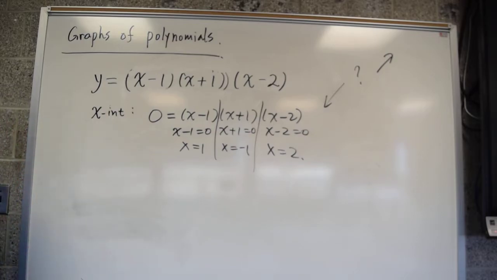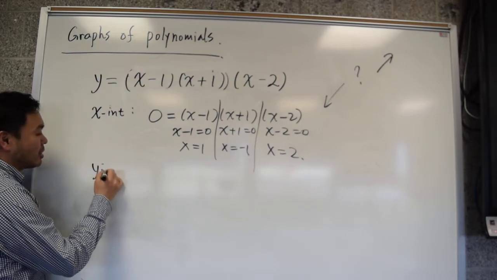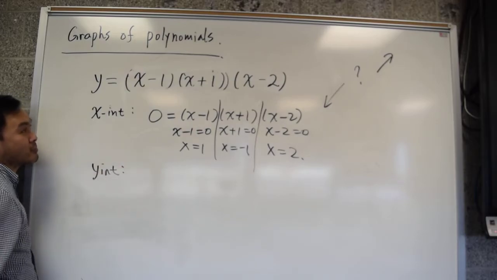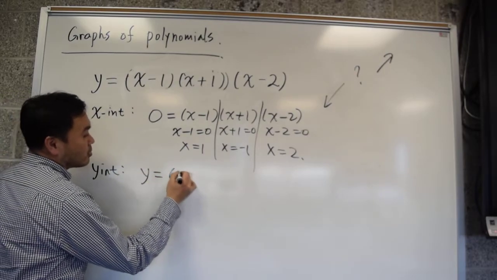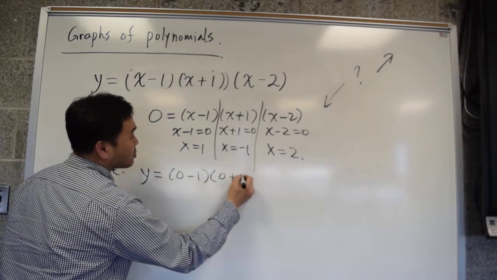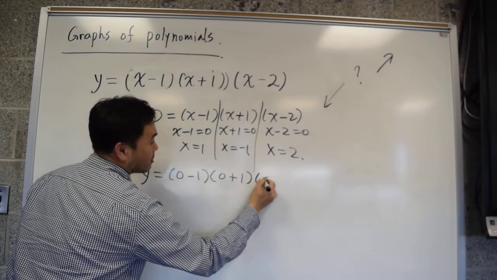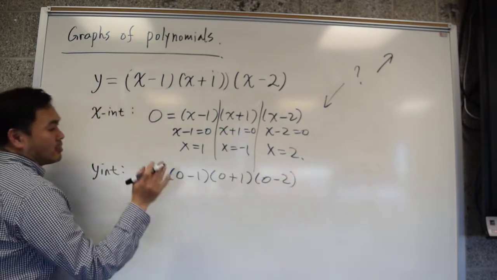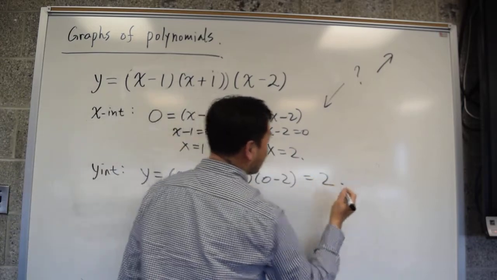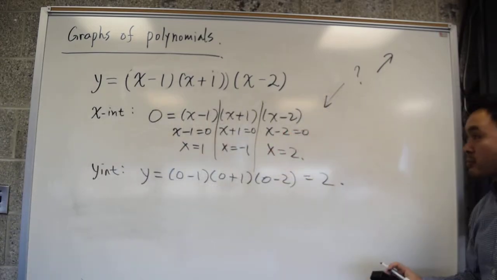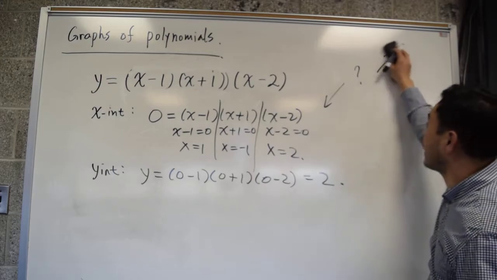Makes sense, right? Okay, what about the y-intercept? How do you get the y-intercept? Set x equal to 0. So y is 0 minus 1, 0 plus 1, 0 minus 2. Let's see, negative 1 times 1 is negative 1, negative 1 times negative 2 is positive 2. Okay. So here is what we figured out so far.